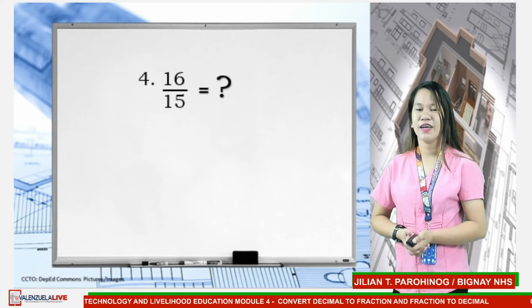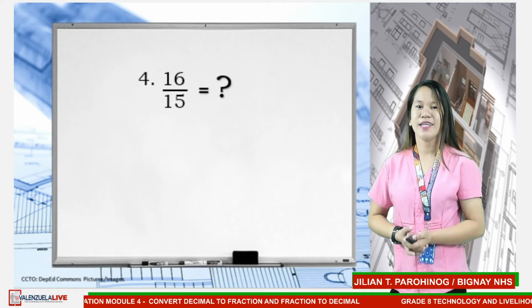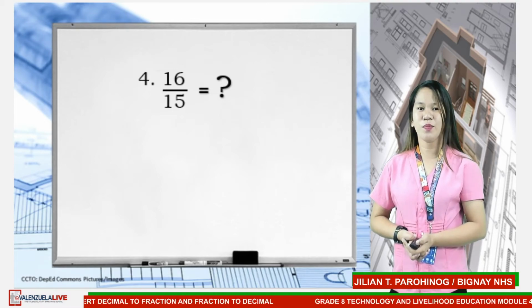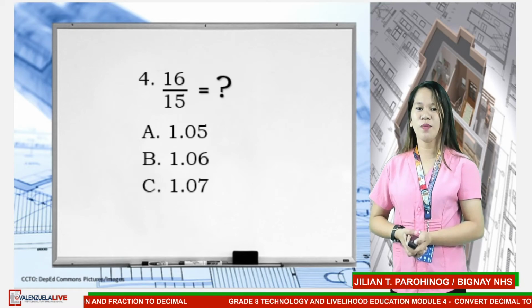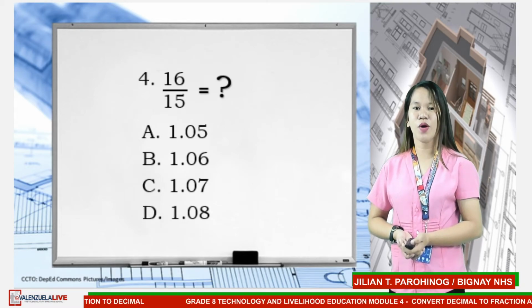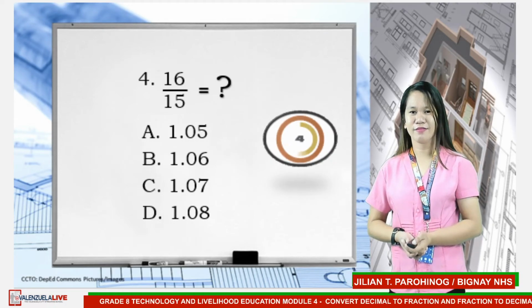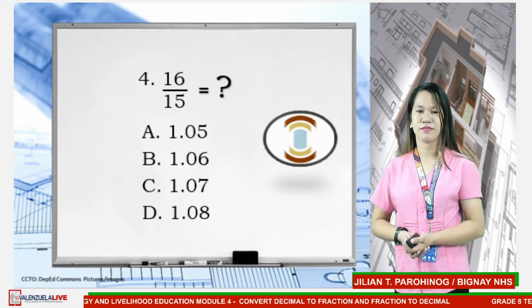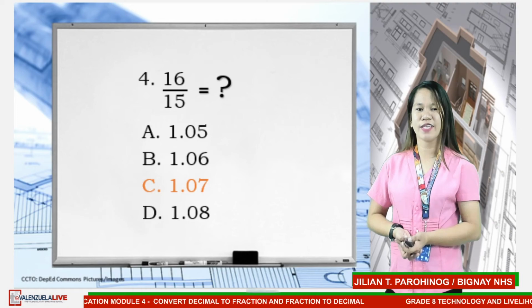Number 3. 24/35 is equals to, oh, sorry about that, it is number 4. 16/15 is equals to, is it letter A, 1.05, B, 1.06, C, 1.07, or D, 1.08? Your timer starts now. Time's up. The correct answer is letter C, 1.07.